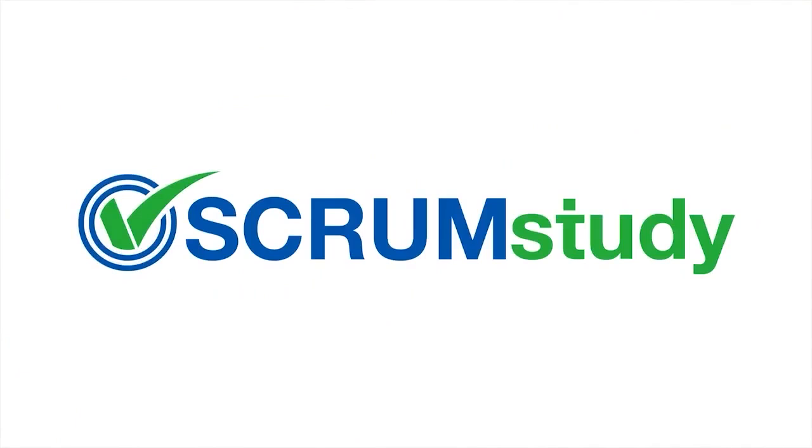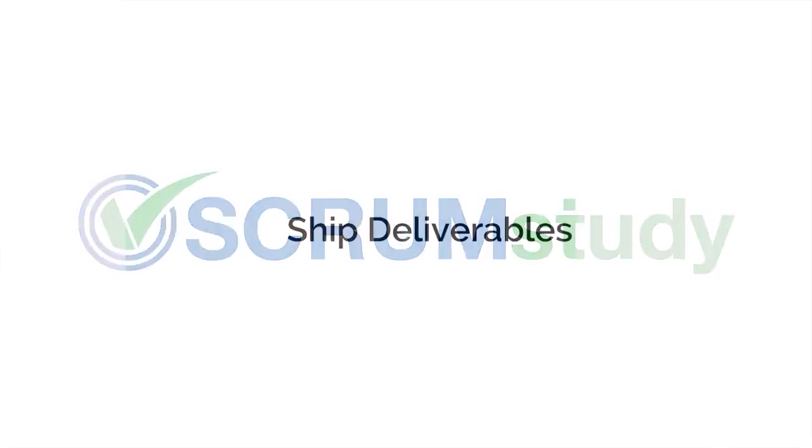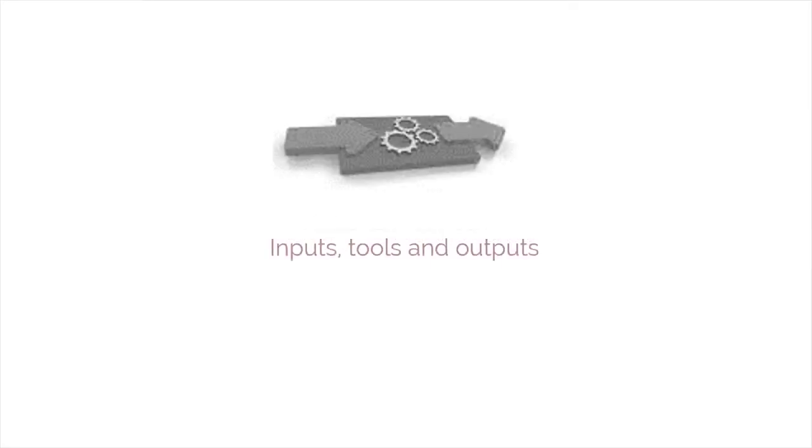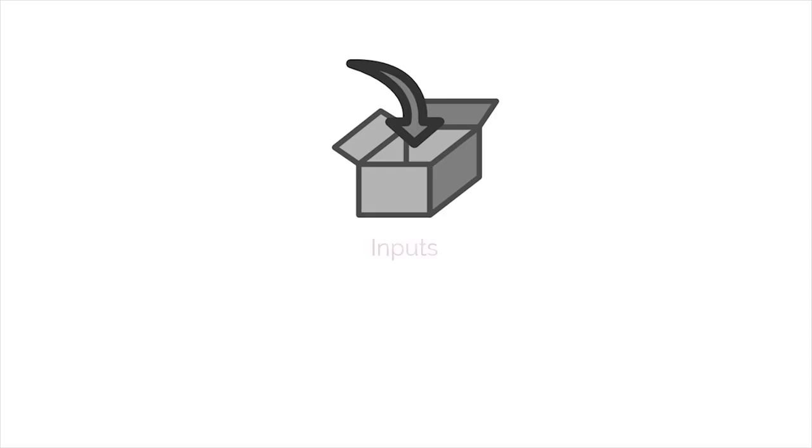Well, in the last video, we learned about the last phase in the Scrum framework, release. It is time to learn this phase in detail with the processes involved. Ship deliverables is the first process carried out. So as to understand the process, we need to know the inputs, tools, and outputs involved. Let's learn them one by one.